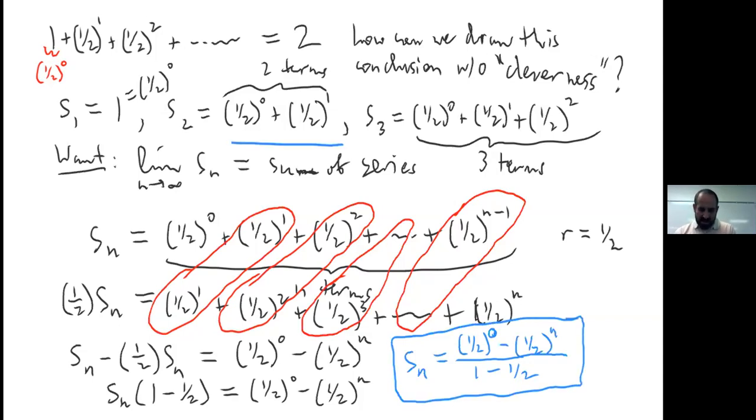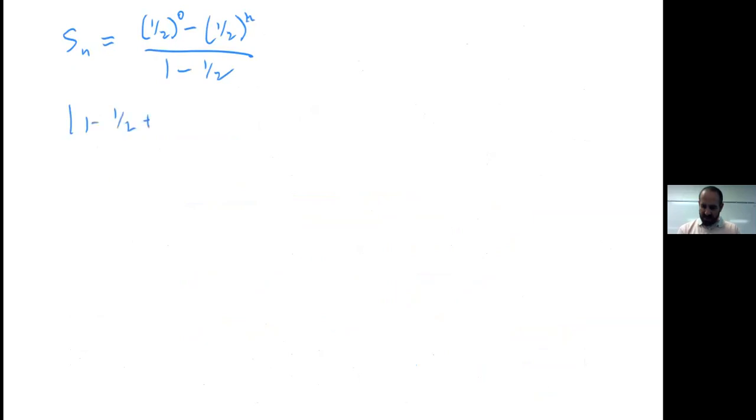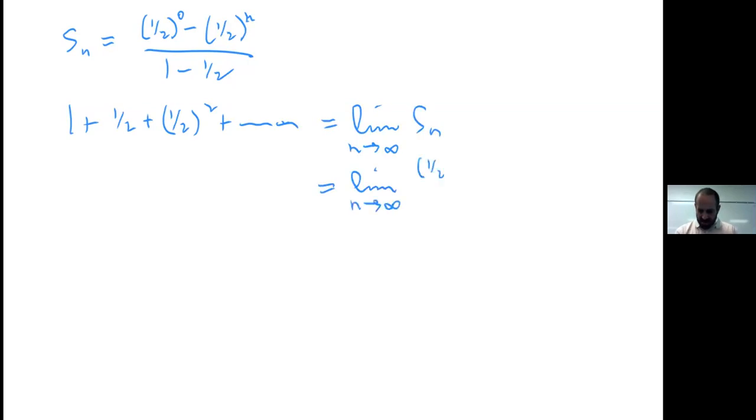So I get Sn is equal to this thing, which is very interesting. And remember, we want to know what this limit is. And now it seems like we're in a place to actually compute it. Let me go over to the next page and rewrite the formula. Sn is equal to 1/2 to the 0 minus 1/2 to the n over 1 minus 1/2. And the sum that we want, 1 plus 1/2 plus 1 over 2 squared plus etc. forever, is just equal to the limit as n goes to infinity of Sn, which is the limit of this thing right here. We figured out this simplified form of Sn by doing all that algebraic trickery.